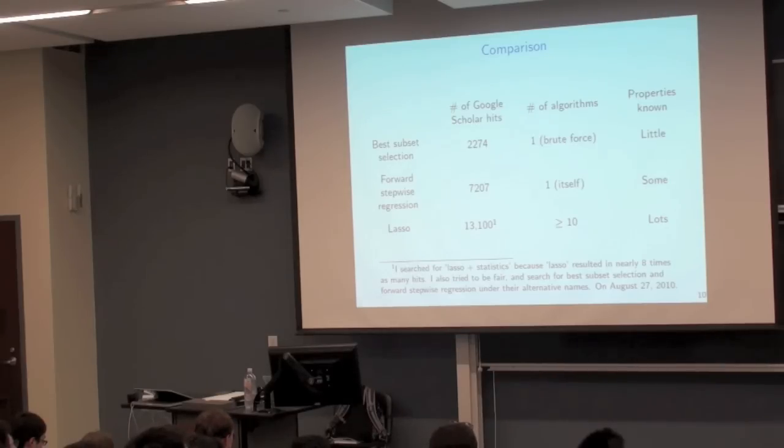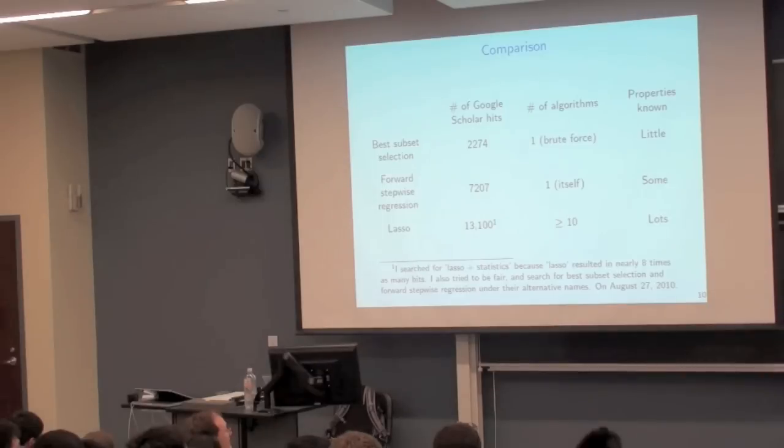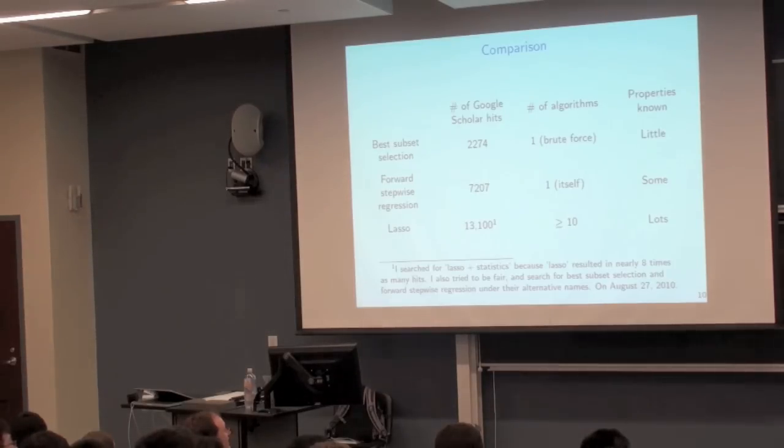For stepwise regression, I actually searched for that and all its alternate names too. It's known as different things in different fields. It's known as orthogonal matching pursuit, sometimes in signal processing. People also call it forward variable regression. Combining all those different names, some of which I think overlap, I came up with about 7,000 hits. And best subset selection, again searching under all these different names, had about 2,000 hits.